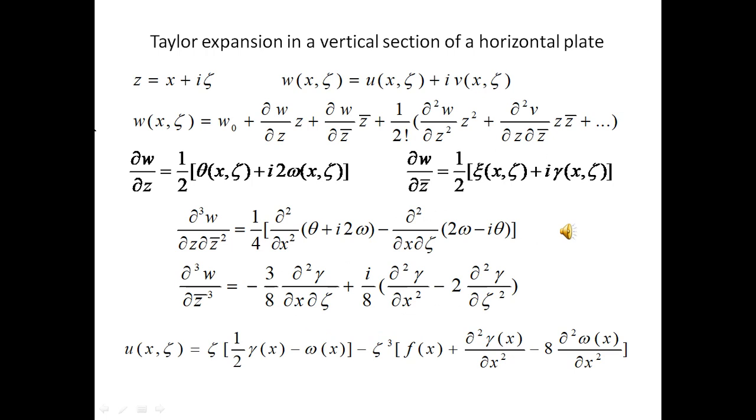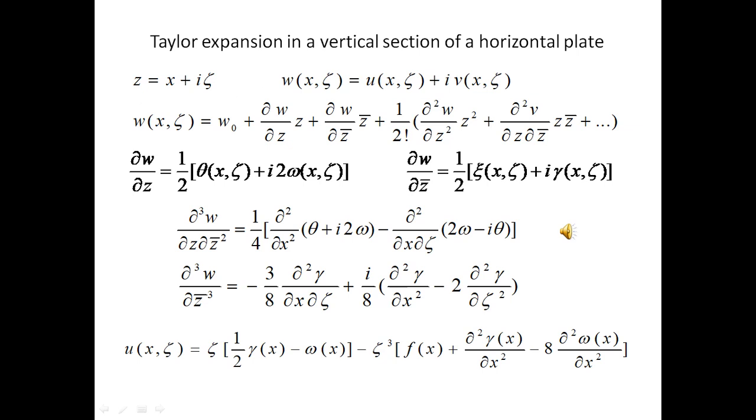Now we are prepared to approach the tri-harmonic plate bending. We consider a vertical section on a horizontal plate, and represent a point in this section by the complex number z, whose real part is x and the imaginary part is zeta normal to the neutral plane. X is taken along the neutral plane. The y-coordinate is also in the neutral plane and is normal to x.